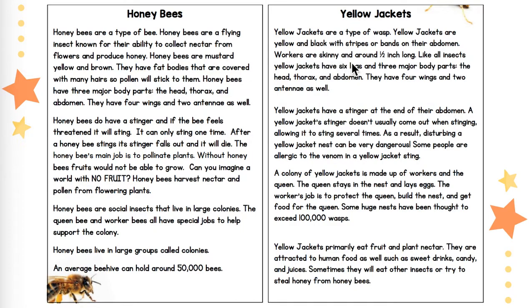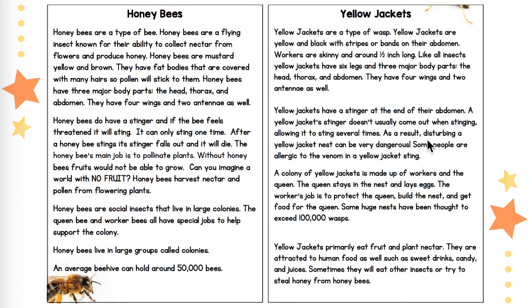Workers are skinny and around ½ inch long. Like all insects, yellow jackets have 6 legs and 3 major body parts: the head, thorax, and abdomen. They have 4 wings and 2 antennae as well. Yellow jackets have a stinger at the end of their abdomen. A yellow jacket stinger doesn't usually come out when stinging, allowing it to sting several times.